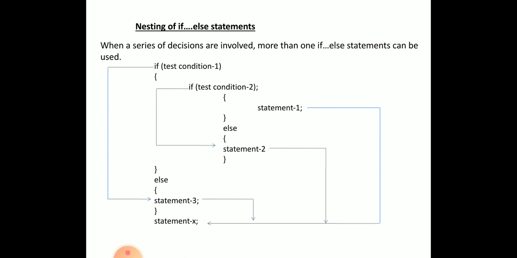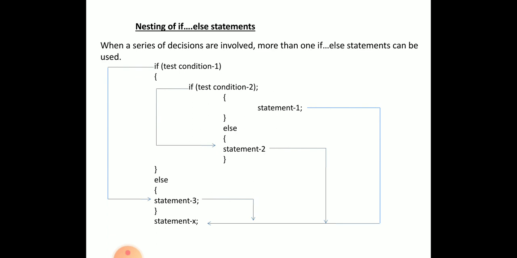In some situations, we may need to check for more than one condition in a program. In such cases, we can make use of nesting of if else statements. So when a series of decisions are involved, more than one if else statement can be used in a program. C facilitates such usage. This is known as nested if else statement. Let's see the general format of using if else statements.